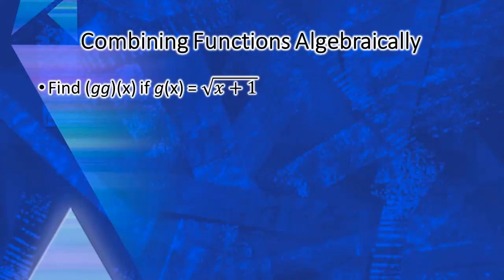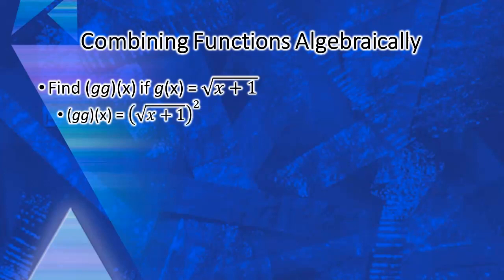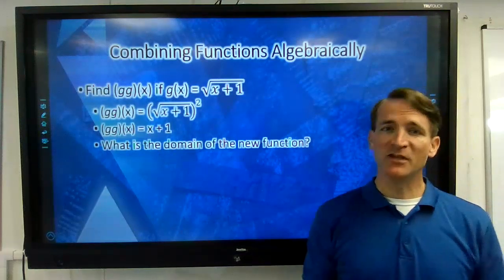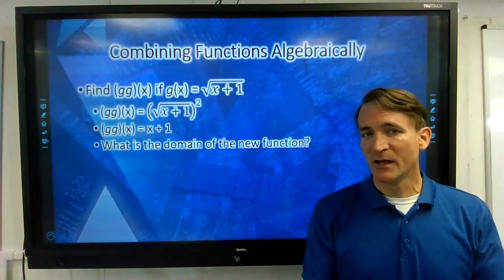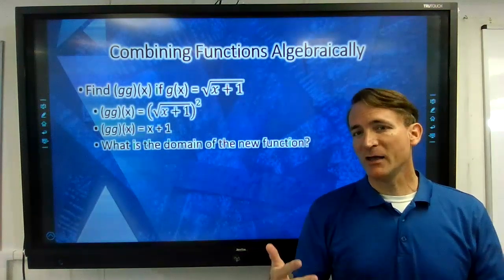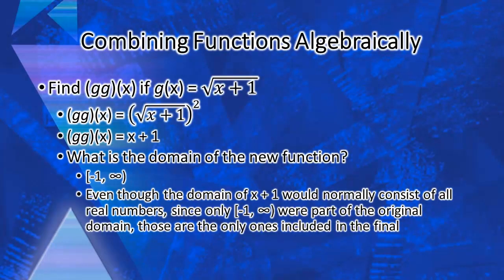Let's try a little bit different. We're going to take the same g function, but instead we're going to find g times g of x, or g squared. So if I square the square root, I end up getting simply x plus 1. Now the question becomes, what is my domain for this particular function? Well, since my original domain had to be from -1 all the way to positive infinity, even though when I square it, that would go away, my domain still has to remain from -1 to positive infinity.